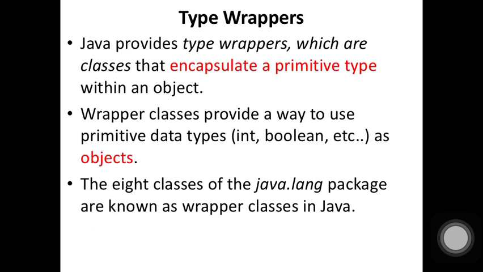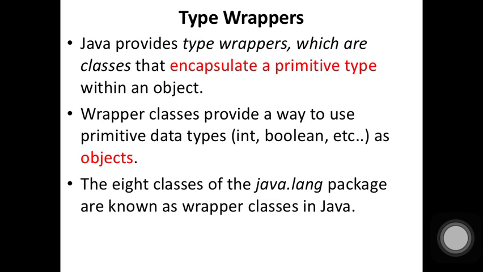So in the Java language, we have certain primitive data types like integer, float, character, boolean, and so on. These are the primitive data types which we can have directly. We can get a value for those particular variables. But whenever you want to make that variable an object, we go for these wrapper classes. Wrapper classes provide a way to use primitive data types as objects.